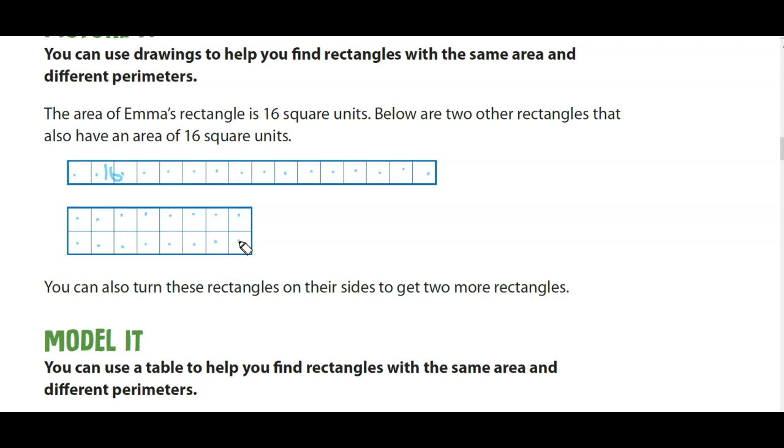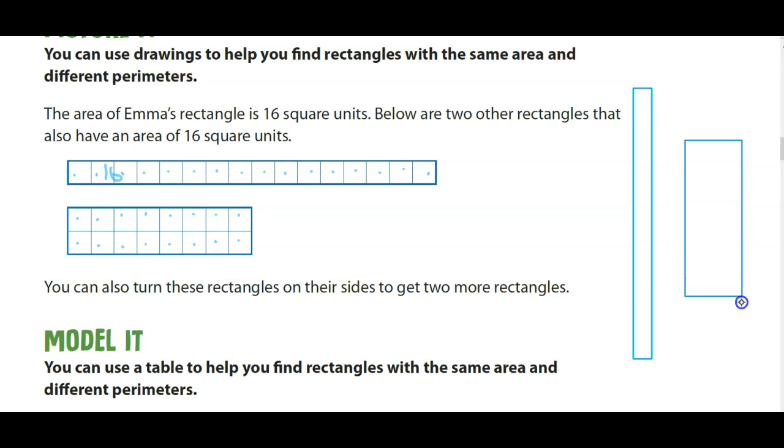You can also turn these rectangles on their sides to get two more rectangles. So if I had them like this, and like this, same thing.